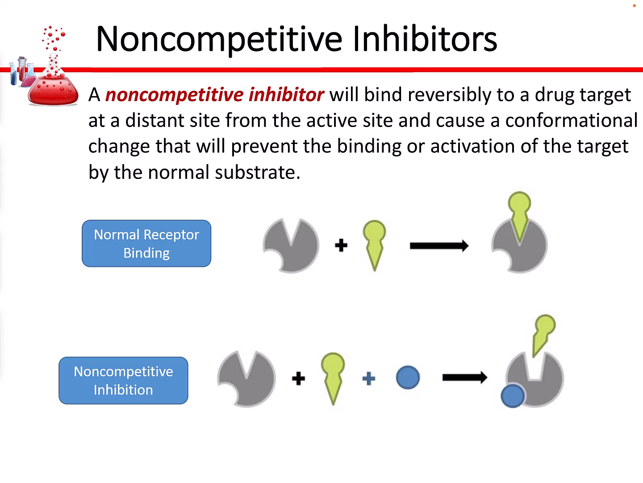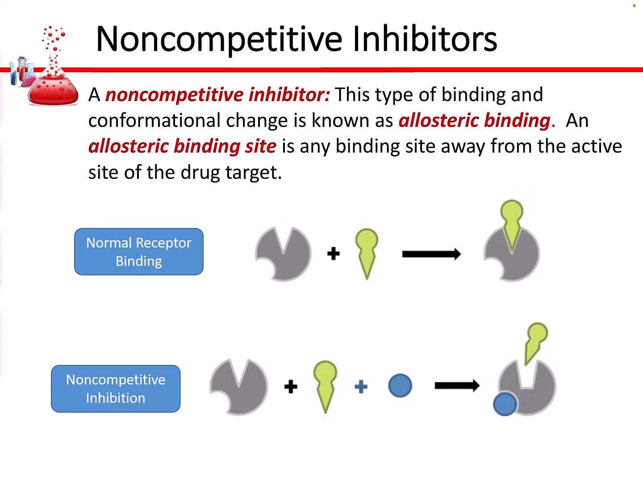A non-competitive inhibitor will bind to a distant site on the enzyme or receptor, and it will induce a conformational change in the protein that prevents the normal substrate from binding to it. So this type of binding is known as allosteric binding. Allosteric means away from the active site, right? So this would be the allosteric site here, away from the active site, which our normal ligand is binding to here. That's the active site.